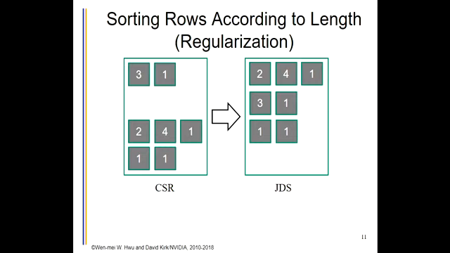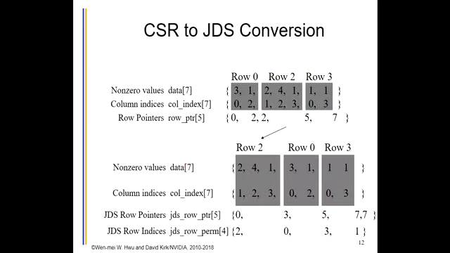So we first sort, and we sort them from these randomly distributed lengths into this more or less order from large to small. And this is why it's called jagged diagonal, because the diagonal here is not really a diagonal, but kind of a zigzagging diagonal.